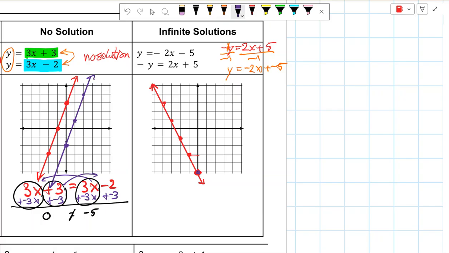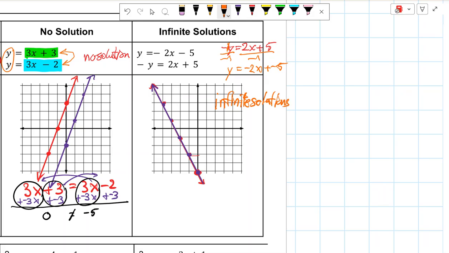Negative 5 is our y-intercept, and we have the exact same slope, so we're going to go up 2 over 1, and you can see that this line is going to be right on top of our last line, and that means the answer is infinite. Right, infinite solutions.